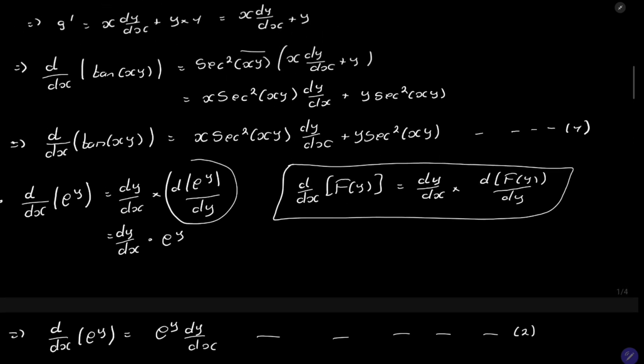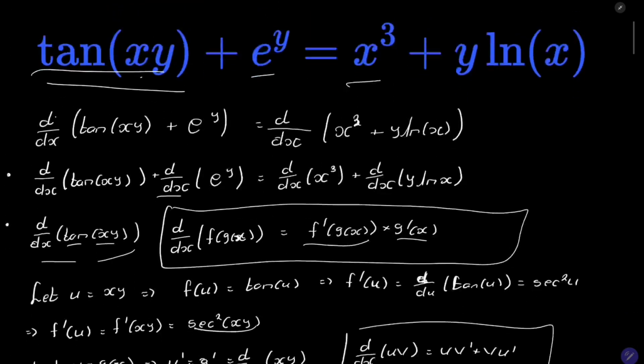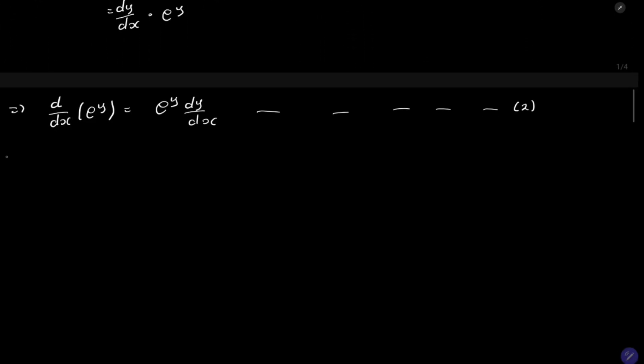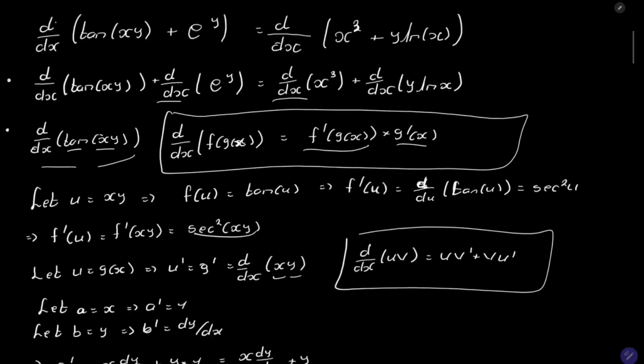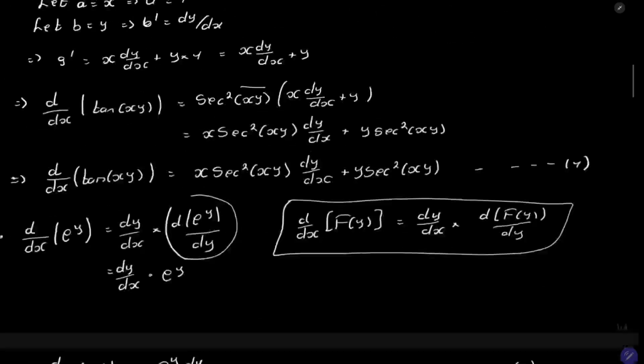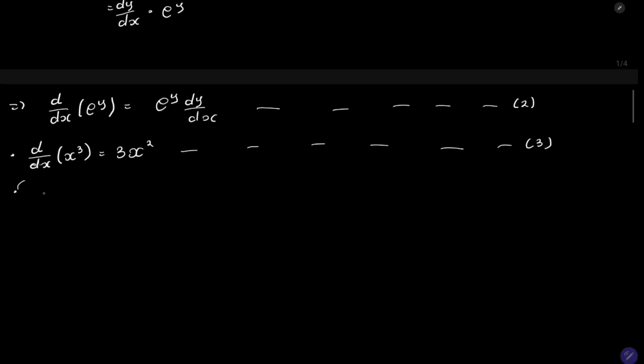So let's move on to our third term. Our third term in this case asks us to differentiate x cubed. This is very simple and direct. The derivative with respect to x of the function x cubed gives us 3x squared. We label this equation 3. Moving on to equation 4, our fourth term, which tells us to differentiate the function y ln x. That is the derivative with respect to x of y ln x.